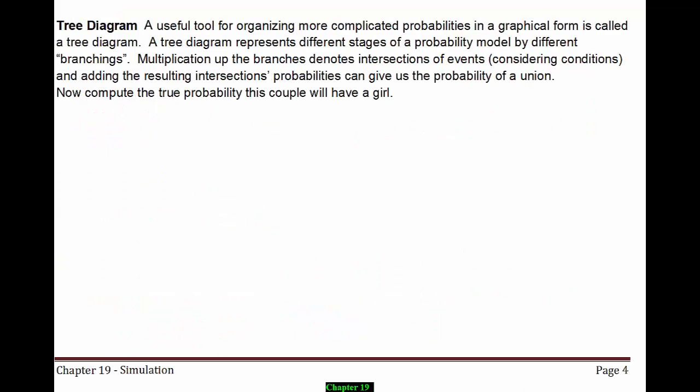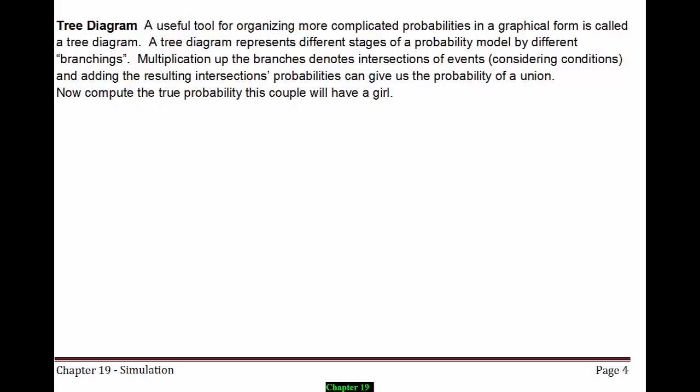A tree diagram is a good way to organize probability spaces when they seem a little more complicated. We're going to have different stages of a probability model illustrated by branchings on a tree. Multiplication of the branches is going to denote intersections of events, and adding the resulting intersections' probabilities is going to give us the probability of unions. Now we're going to use a tree diagram to compute the true probability this couple will have a girl.